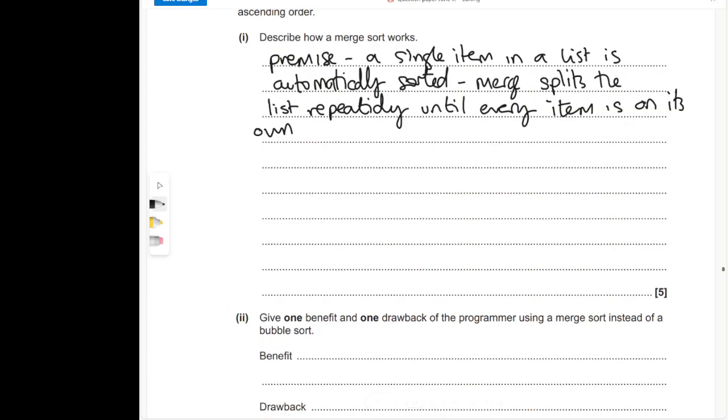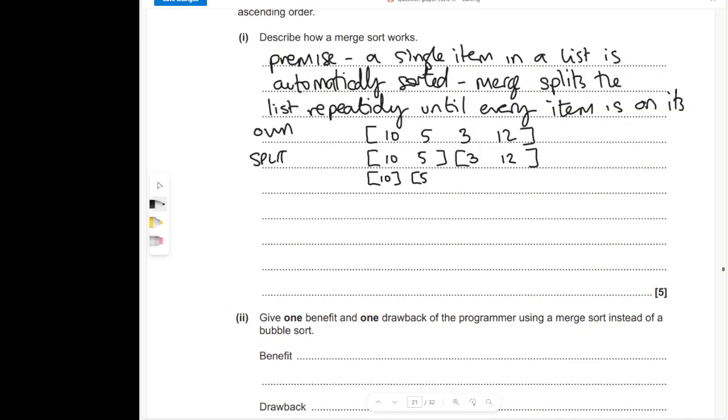So I might make a little list and use array brackets to do it. So I'm going to have 10, 5, 3, 12. Okay, and I'm going to show that split. Important to show that it's like a process. So I go 10, 5. Remember, the split doesn't move anything. And then we split again. And we end up with a number.